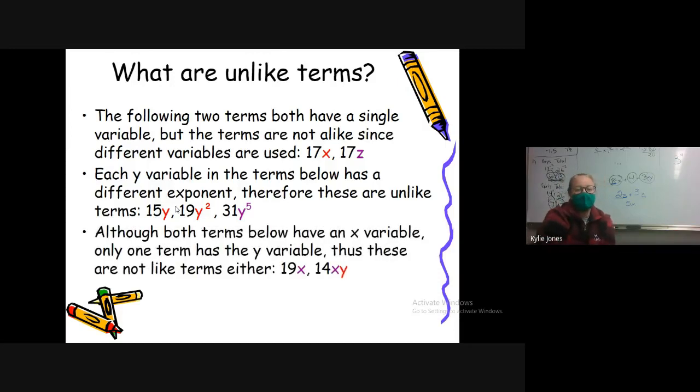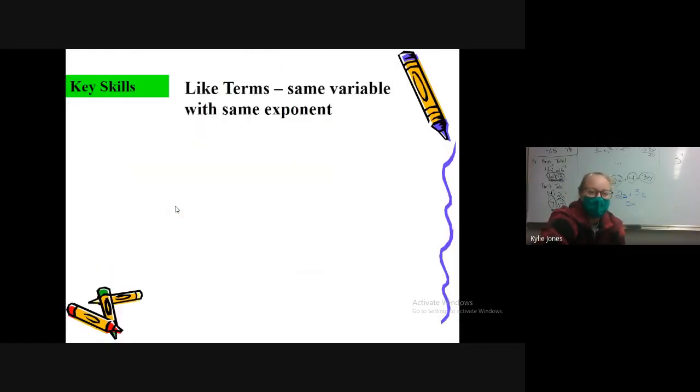This one, although they both have an x, they're still not the same because that second one, 14xy, has a y attached to it. Can't do that one either. They have to be the exact same thing. All x's, all y's, all z's, something like that. Okay? So let's talk about how to actually combine them.